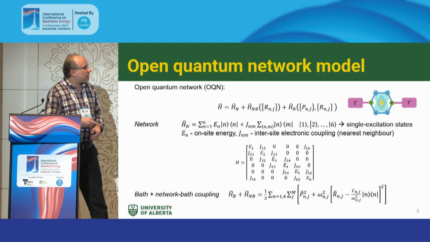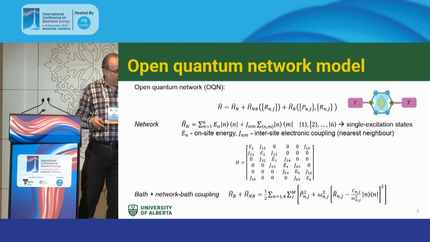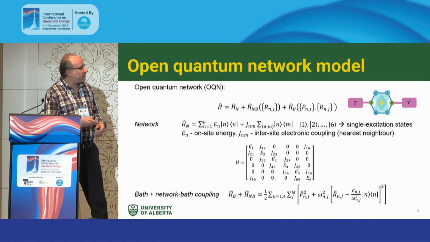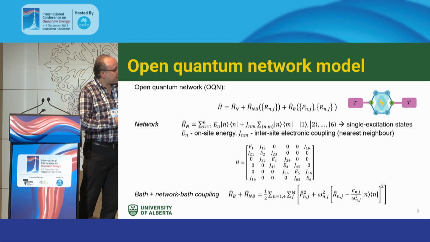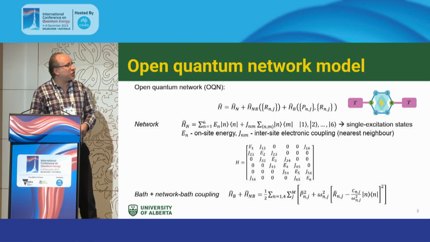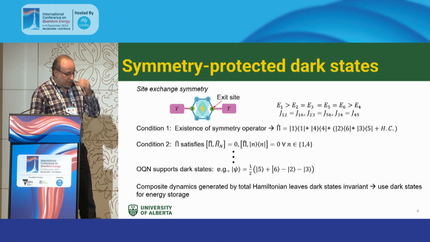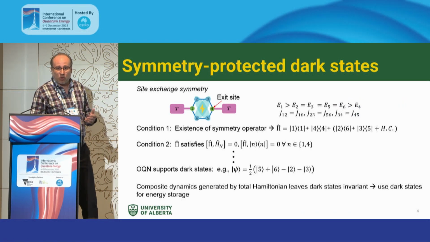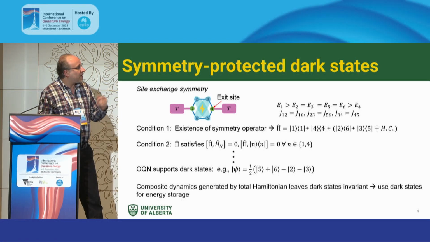And the network bath coupling terms are, so basically we consider a bosonic bath of harmonic oscillators, and the coupling between the bath and the network is of a bilinear form, as you can see here. And the N's here correspond to sites 1 and 4. As you can see, they couple to the thermal baths at temperature T. Okay, so the question is, can this network that we just talked about support the existence of dark states? So it turns out that the answer is yes, in a very ideal situation, which I'm going to elaborate on.